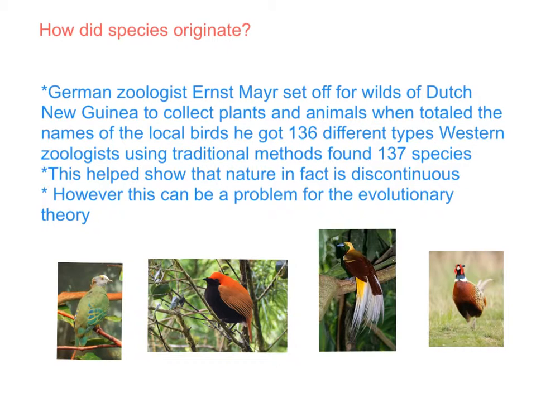However, this can be a problem for evolutionary theory. Since evolution is a continuous process, how can it be that groups of animals and plants are discrete and discontinuous, separated by gaps of appearance or behavior? This raises the problem of speciation, or the origin of species.